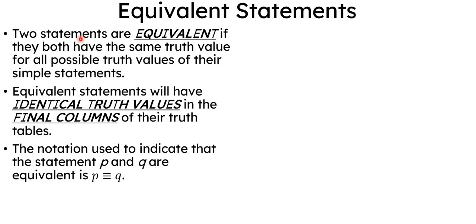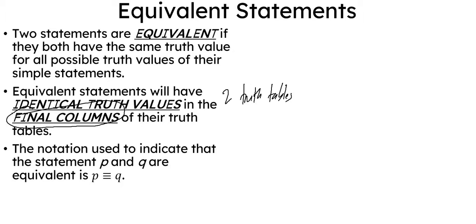So we say that two statements or propositions are equivalent if they both have the same truth value for all possible truth values of their simple statements or simple propositions. Equivalent propositions or statements will have identical truth values in the final columns of their truth tables. So, ideally, we would have to construct two truth tables and compare their final columns. However, that will be a little bit too time consuming.